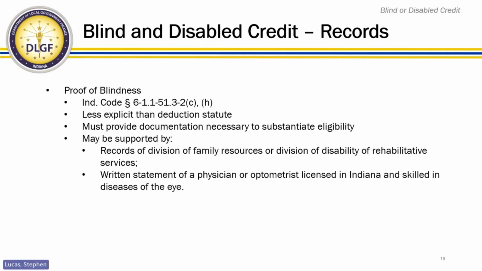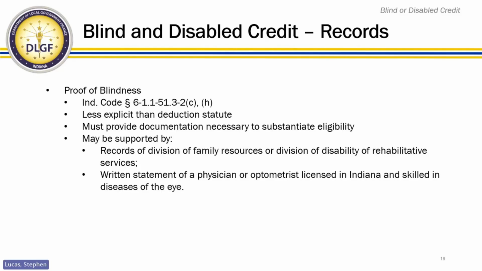Showing proof of blindness is a little less clear than it was under the previous deduction statute. Previously, the deduction statute specified that an applicant who was blind could provide support for that by showing records of the Division of Family Resources or the Division of Disability or Rehabilitative Services, or a written statement of a physician or optometrist licensed in Indiana and skilled in the diseases of the eye.